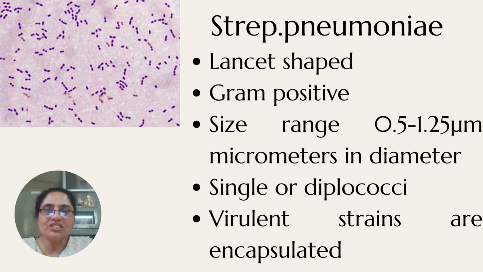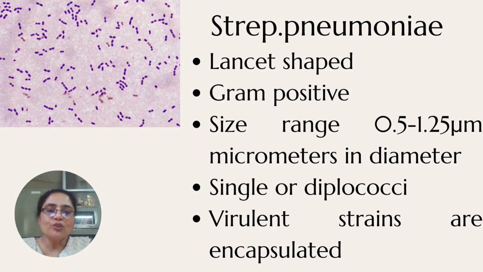It's gram positive. That means it will look purplish in color since it is taking the color of crystal violet dye, which is the primary dye in gram staining. And size range will be between 0.5 to 1.25 micrometers in diameter.